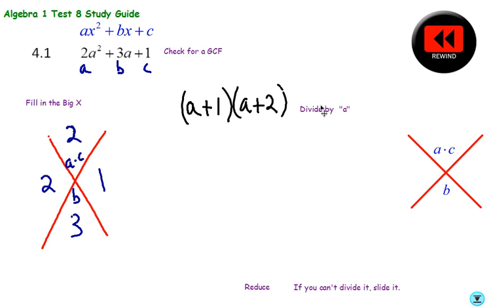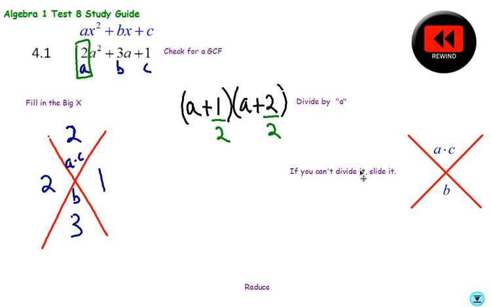a. And again, we see our a. Okay, there's our a. a is equal to 2. So I'm going to divide both sides by 2. And then again, if you can't divide it, slide it. So I need to see if I can divide it or not. Well, 1 and 2 does not divide evenly, so I will be sliding that. So that ends up being 2a plus 1.